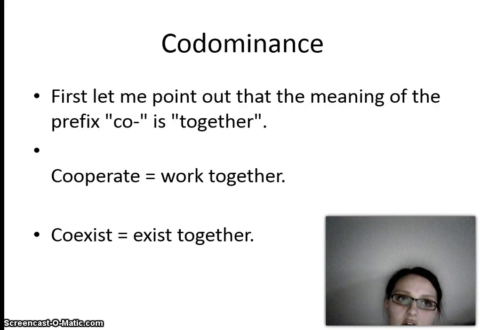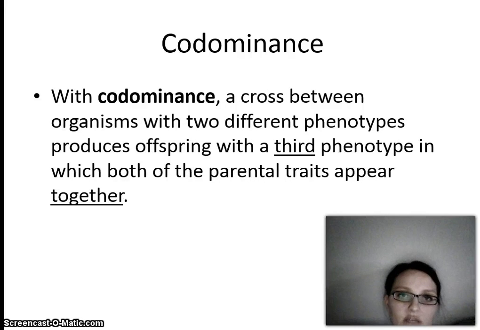Codominance. Okay, let's talk about the word co. Co means together, cooperate, coexist. We're constantly doing things together. So with codominance, a cross between organisms with 2 different phenotypes produces offspring with yet a third phenotype in which they both appear together. These are interesting, so it's best to look at pictures.